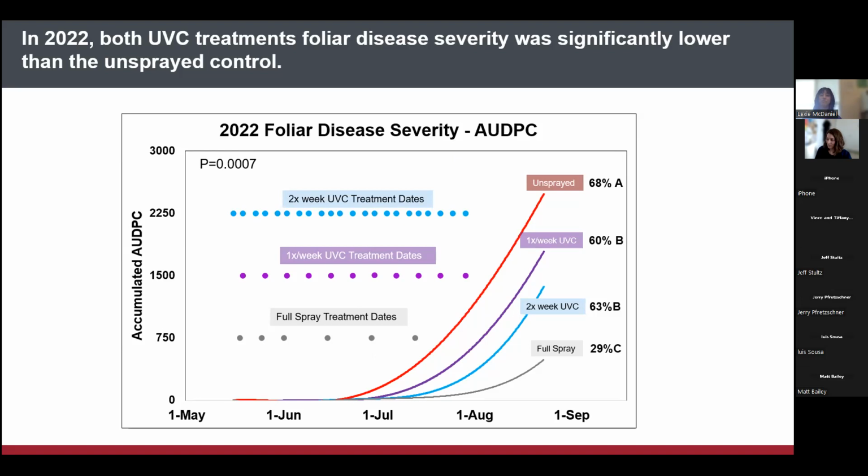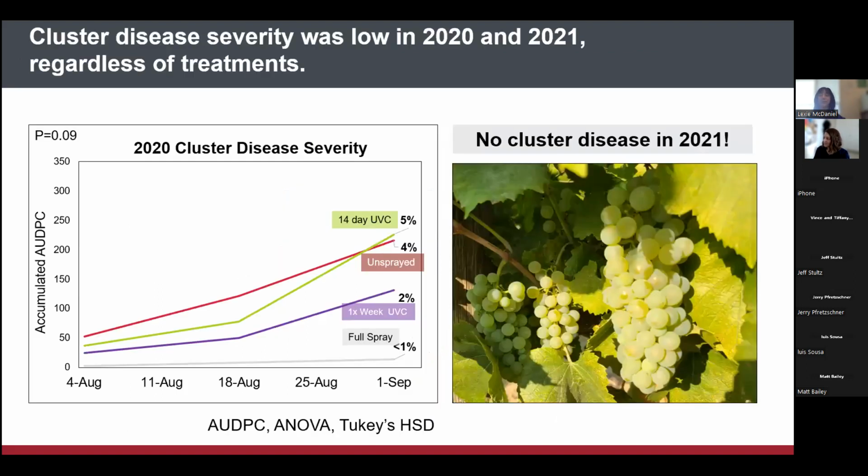In this past year, those UVC treatments were significantly lower than the unsprayed control. Those one time per week reduced disease by 37%, and the two times per week was reduced by 61%. So these were really showing that UVC does reduce those, and we believe that with canopy management and controlling mildew around you, you really can control mildew with this, or it can really integrate into a pest management system.